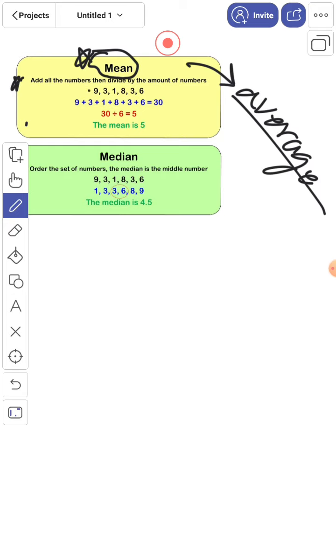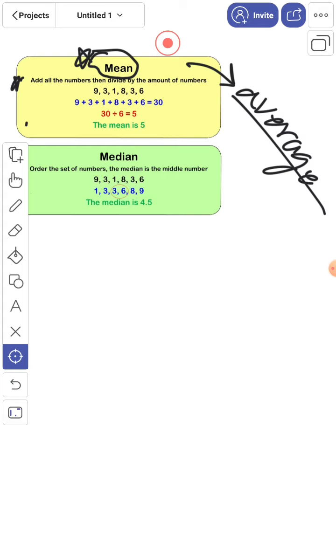So say you have the numbers 9, 3, 1, 8, 3, 6. You have this group of numbers. And this could be anything. This could be the number of pets that different people have, or the number of outlets in every room in your house. These numbers represent almost anything. And so say this is your group of numbers, 9, 3, 1, 8, 3, 6.